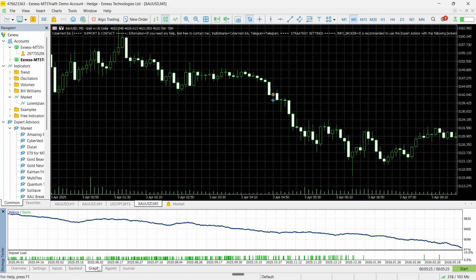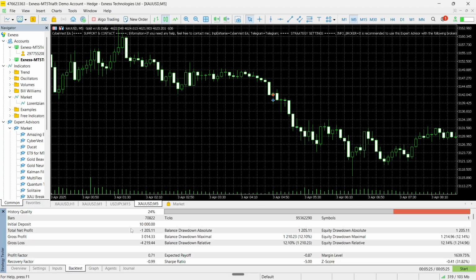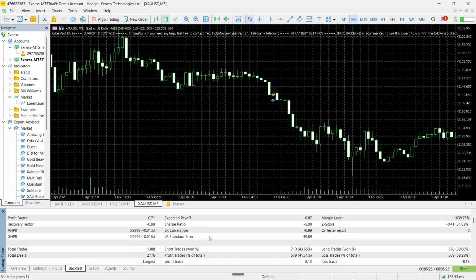You can see that the equity curve shows a gradual decline ending with a net loss. As you can see in the results, the net loss was $1,205. All right, you can also see the profit factor was below 1 in this case, 0.71, and the balance drawdown was 12.10%. However, the history quality is only 24%, which further limits confidence in the modeling. Illustrating results under the tested settings indicates that the combination of filters, recovery logic, and market conditions did not produce a positive edge after costs.